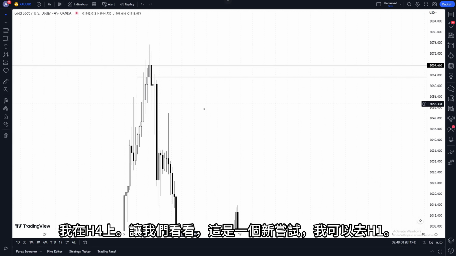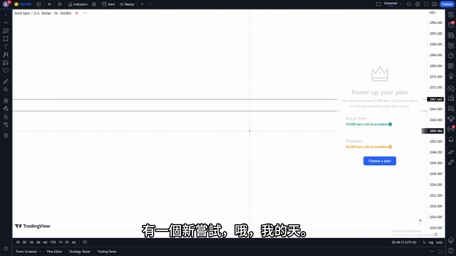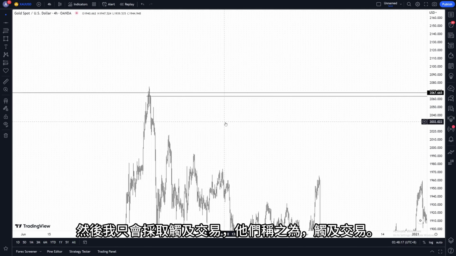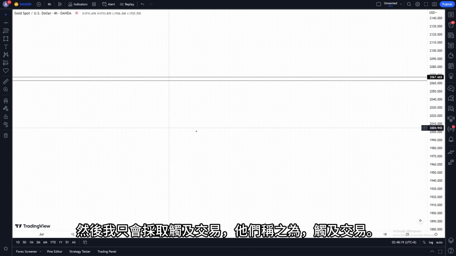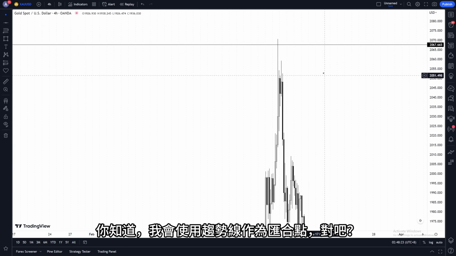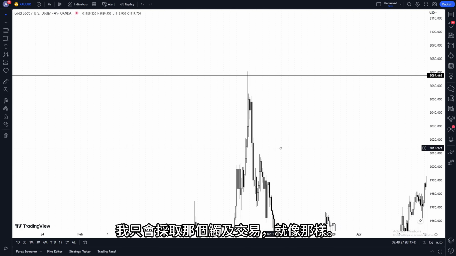I'm on the H4. Let's see. There's no shot I can go H1. Yeah, I can't. But anyway, you get the point. So that is what the MTF is. And then I would just take a touch trade, they call it, when price just goes there, no confirmation, nothing. I would use trend lines as a confluence, and I would just take that touch trade, just like that.